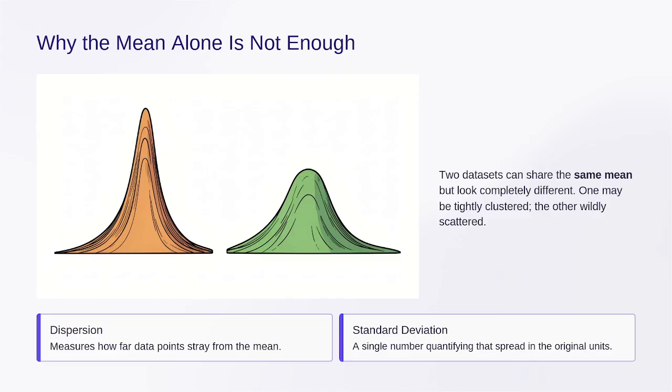This tells us something very important. The mean only tells us the center. It does not tell us how spread out the data is. This spread is called dispersion. Dispersion simply means how far the values are from the average. One of the best measures of dispersion is standard deviation. Standard deviation gives us one number that tells us how much the observations usually differ from the mean. If the standard deviation is small, the data is closely packed. If the standard deviation is large, the data is more spread out.